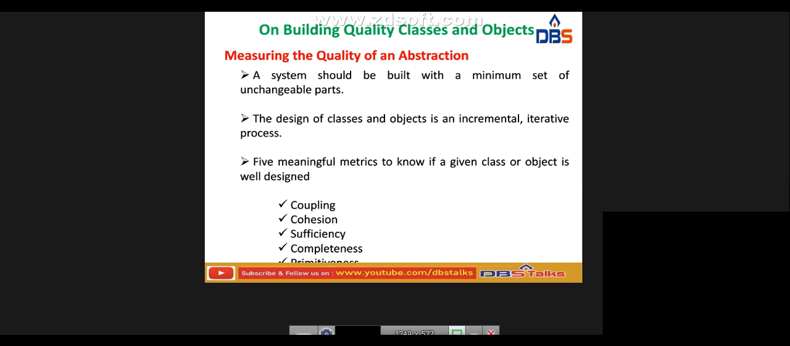Here we can assign five meaningful metrics to know which class or object is well designed. So these are the five meaningful metrics. The first one is coupling, the second is cohesion, the third is sufficiency, the fourth is completeness, and the fifth is primitiveness. Next, the first one, coupling.